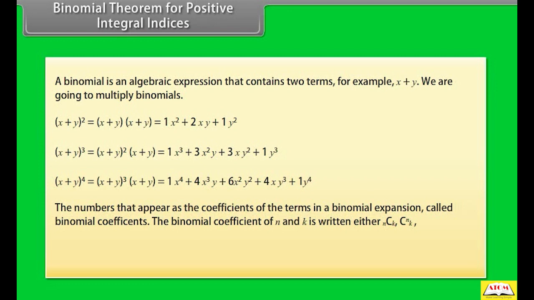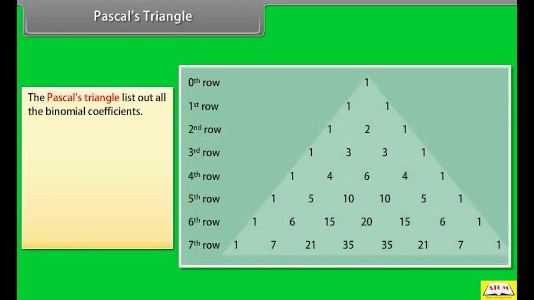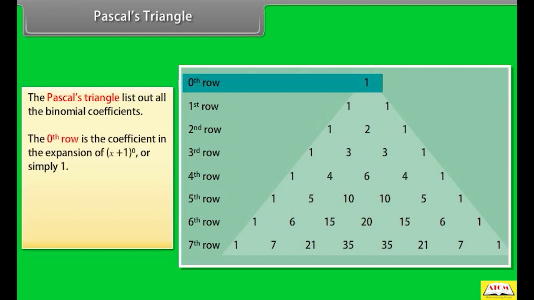The binomial coefficient of n and k is written either as nCk or as n over k. Pascal's triangle. Pascal's triangle lists out all the binomial coefficients as shown in the figure given below. The zeroth row is the coefficient in the expansion of (x + 1)⁰, or simply 1.